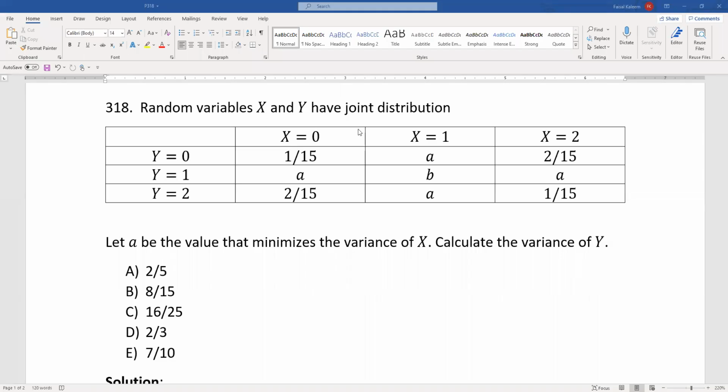Random variables x and y have joint distribution given below. Let A be the value that minimizes the variance of x. Calculate the variance of y.